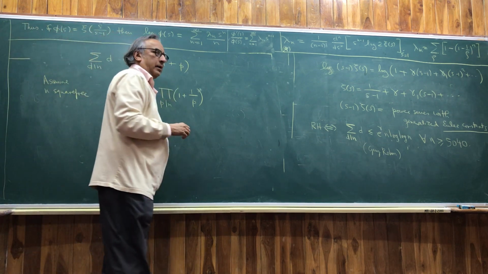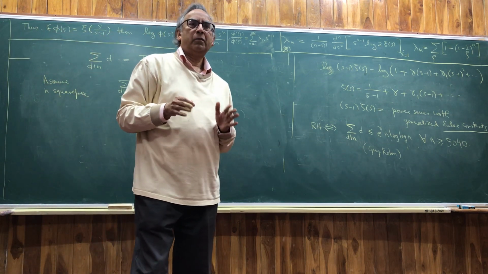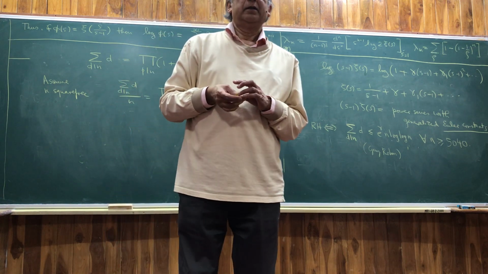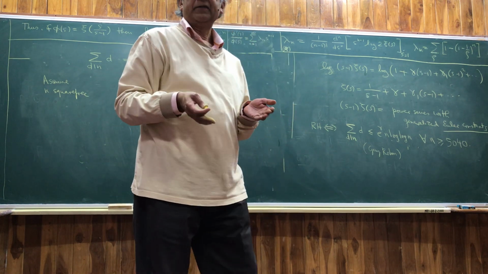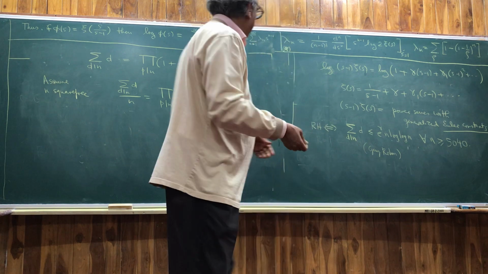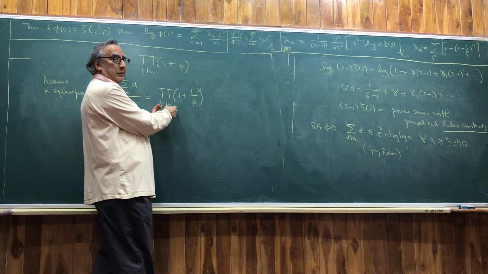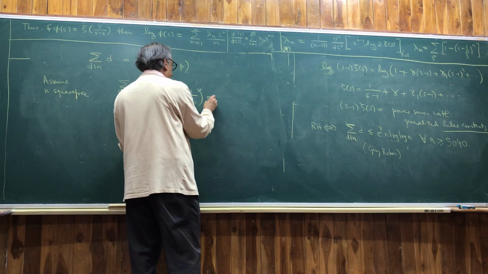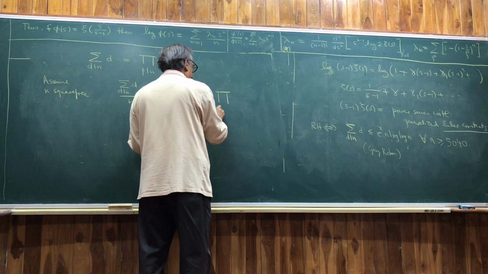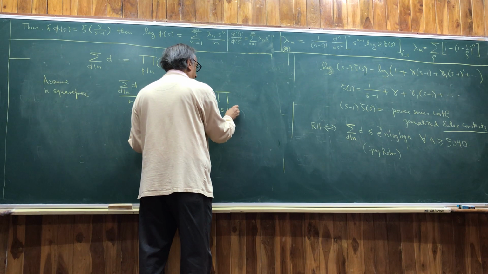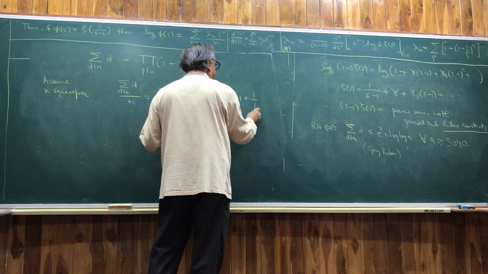Now, the number of primes that any natural number can have is at most log n over log 2. This is maximized by taking the first log n over log 2 primes. And this is certainly less than or equal to the product over p less than or equal to log n over log 2 of 1 plus 1 over p.